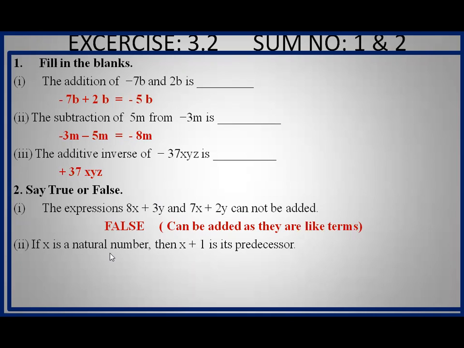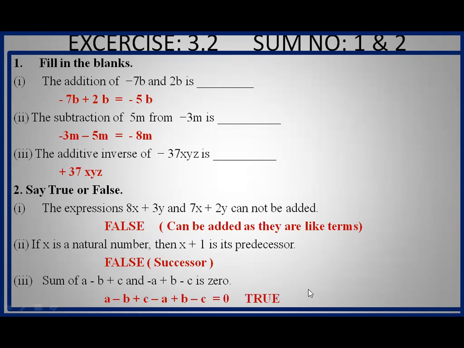If x is a natural number, then x plus 1 is its predecessor. So x plus 1 is the successor, and x minus 1 only is the predecessor. The statement is false. Sum of a minus b plus c and minus a plus b minus c is 0. So a minus a is 0, minus b plus b is 0, c minus c is 0. So it is true.